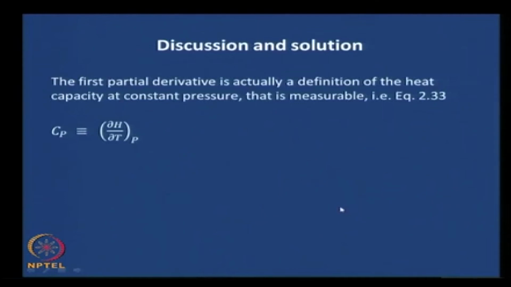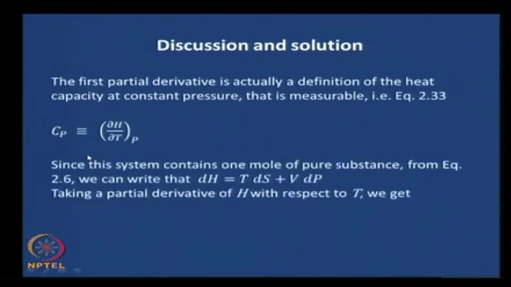The first partial derivative was ∂H/∂T at constant P. If you go back into your notes or into the earlier slides of this lecture, you would find that this is the definition of Cp, which is a measured quantity, the data of which is available. So we do not have to do anything further. ∂H/∂T at constant P is itself a measured quantity.